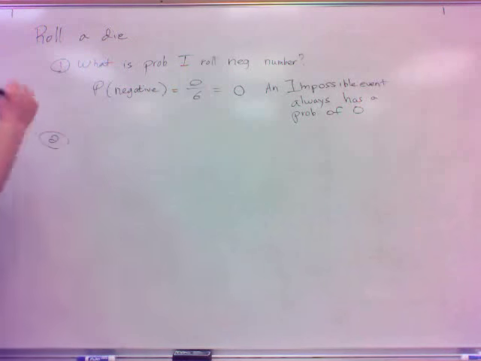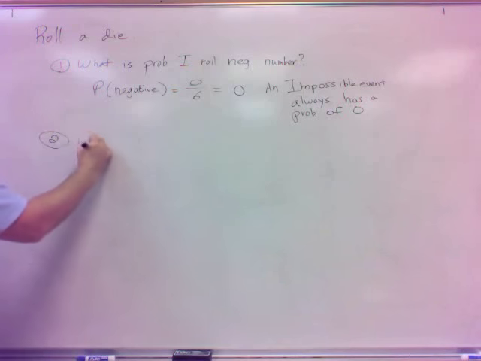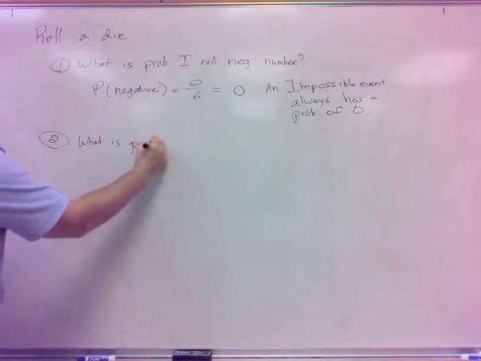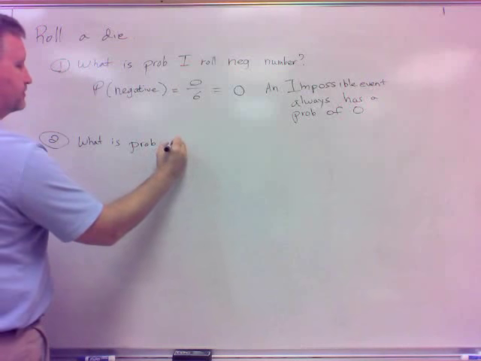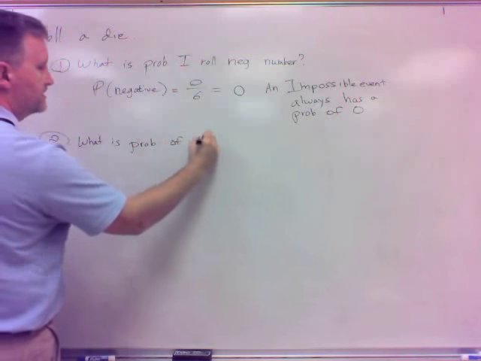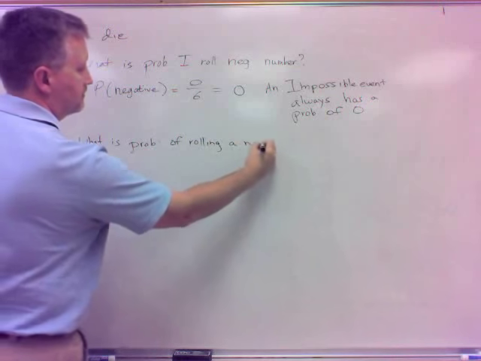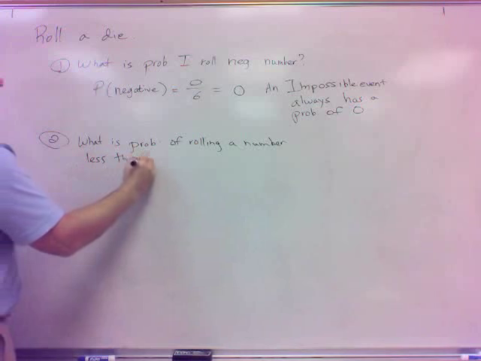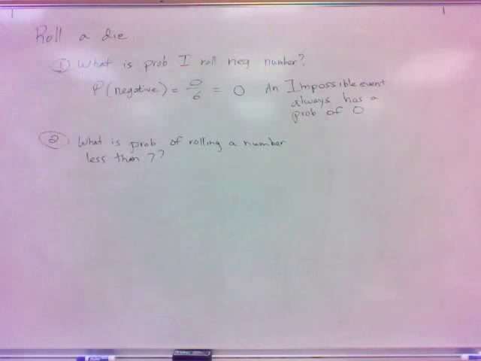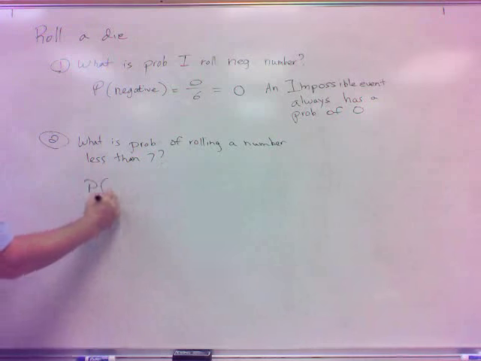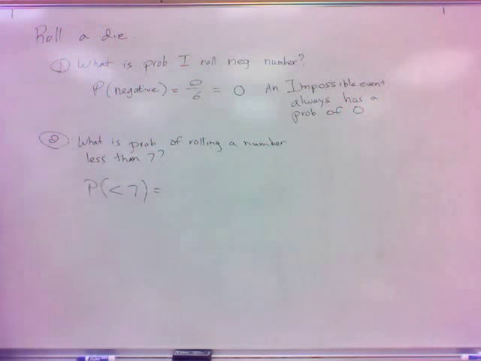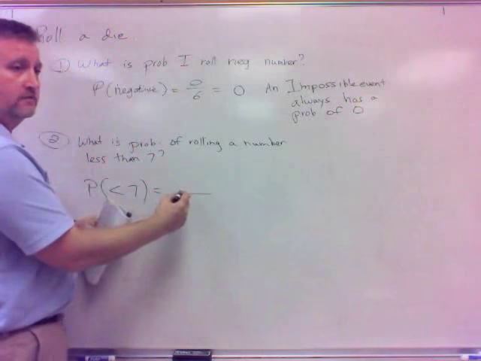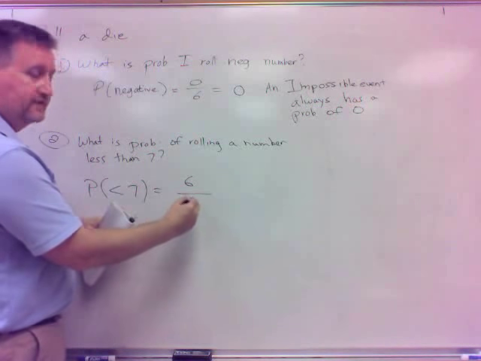Okay? Now, if we look at the other side of it, what's the probability of rolling a number less than 7? Rolling a die now. What is the probability of rolling a number less than 7? Okay, well, again, we're rolling a die, so we're talking 1 through 6, right? So how many successes are there? How many of them are less than 7? There's 6 out of 6.